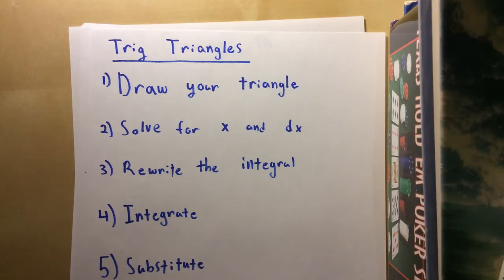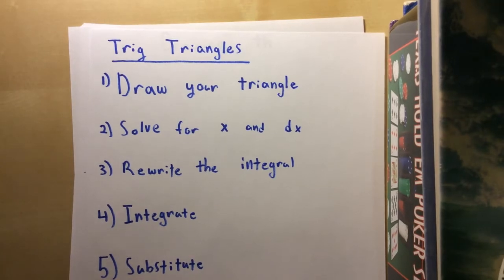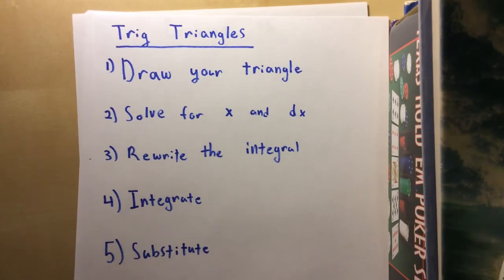Trig triangles is another method of integrating expressions. You're usually going to want to use this when you have a square root that you want to get rid of, and it'll make integrating a lot easier. So there are 5 steps that you're going to have to do when solving using trig triangles.